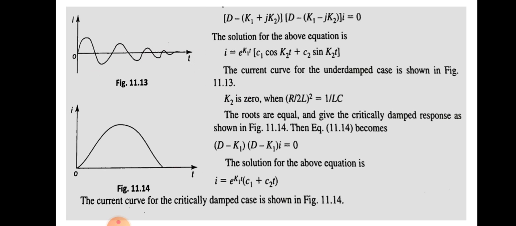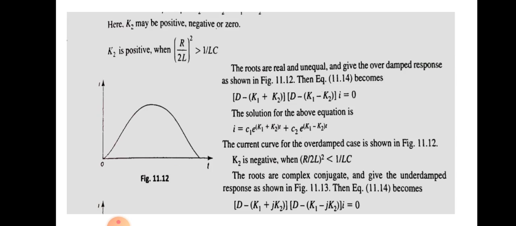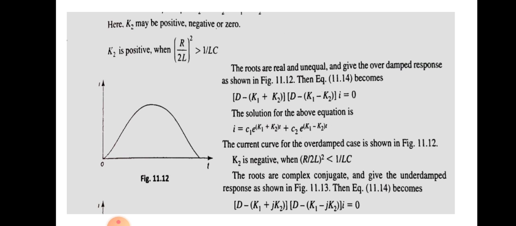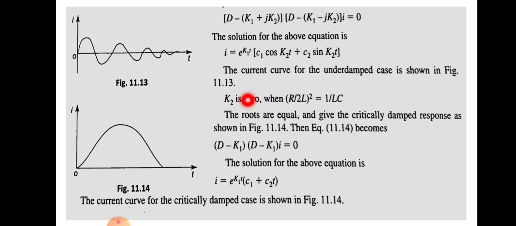And the next case is, see, we have analyzed two cases. In some cases k2 will be 0. In such cases, when k2 is 0, that means (R by 2L) squared is equal to 1 by LC. In such cases, the roots will be equal, because there will be no plus or minus term, like minus b by 2a. So we can write the characteristic equation as (D minus k1) into (D minus k1) into I equal to 0. Its solution will be I equal to e raised to k1 t into (c1 plus c2 t).